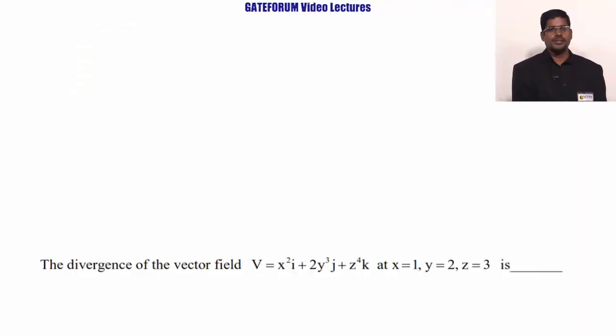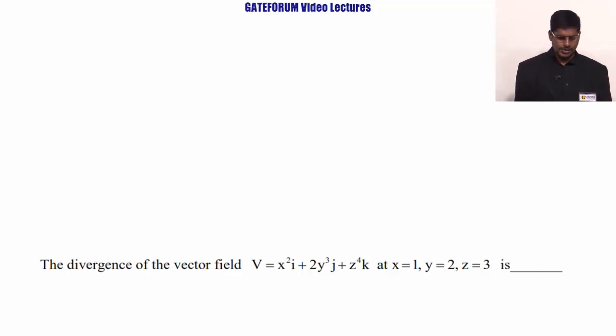The question is, the divergence of the vector field V is equal to x square i plus 2y cube j plus z to the power 4 k, at x is equal to 1, y is equal to 2, z is equal to 3. This question is from engineering mathematics. Topic is calculus. Subtopic is vector calculus, which is from GATE 2017.